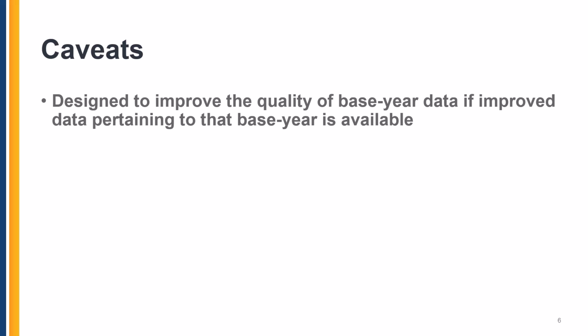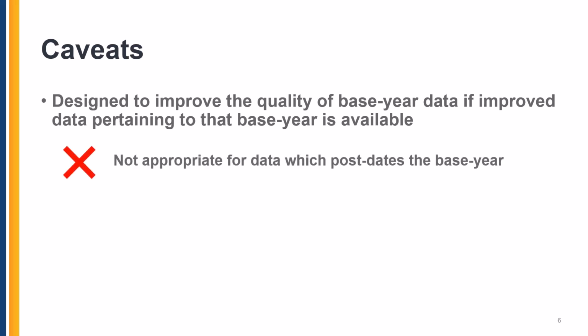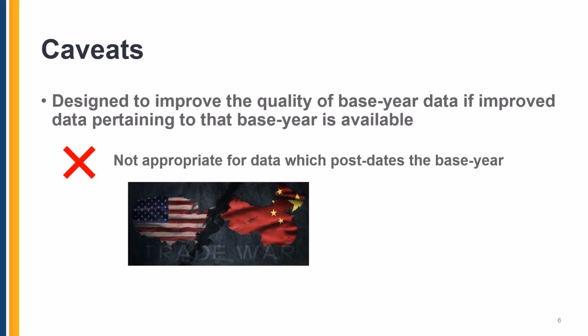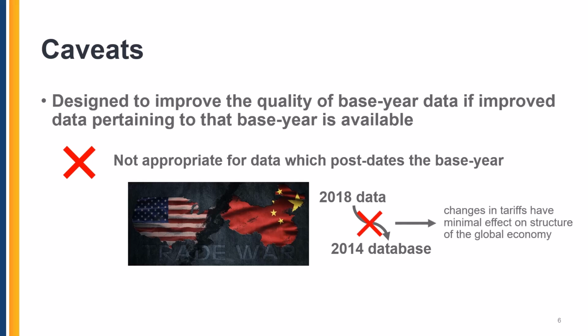I do want to take time to note that the aim of AlterTax is to improve the quality of base year data in instances where improved information pertaining to that base year is available. This procedure is not appropriate for incorporating information which postdates the base year. For example, if you wanted to introduce information on 2018 changes in tariffs due to US-China trade frictions into the 2014 database, using AlterTax to do so would be equivalent to making the assumption that changes in tariffs have minimal effect on the structure of the global economy.